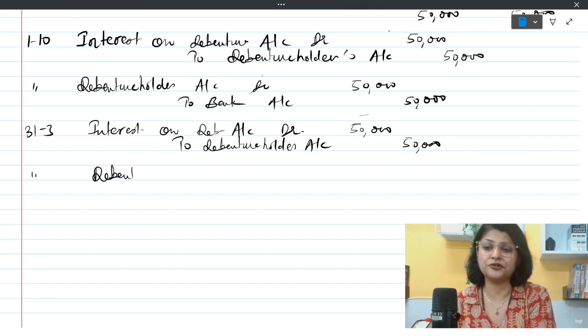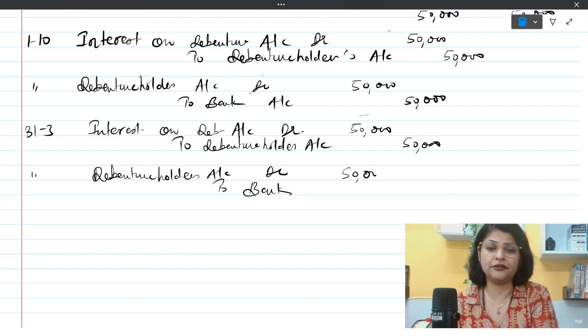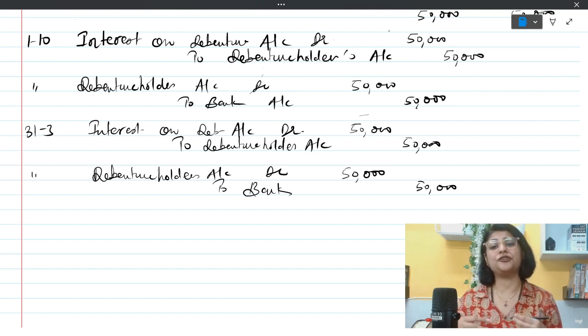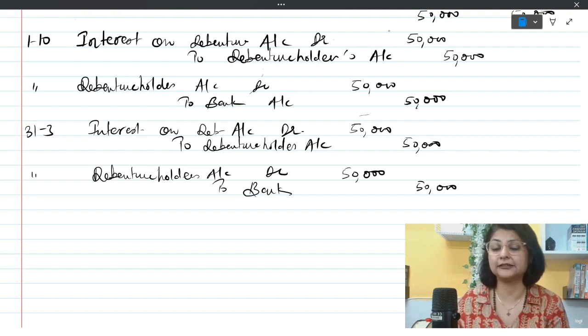So here we are going to write debenture holders account debit to bank account. We have paid them interest in 2 times. This is 50 and 50. Now what is going to be closed over here? This is interest on debenture without tax deducted at source.